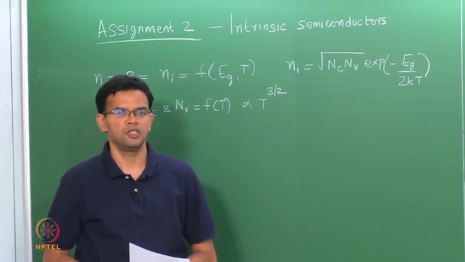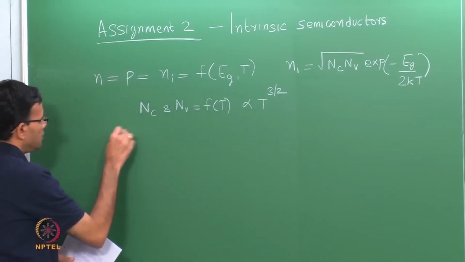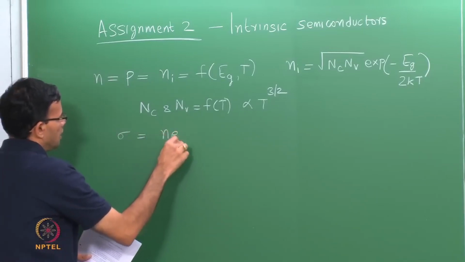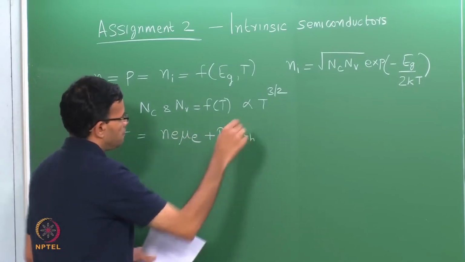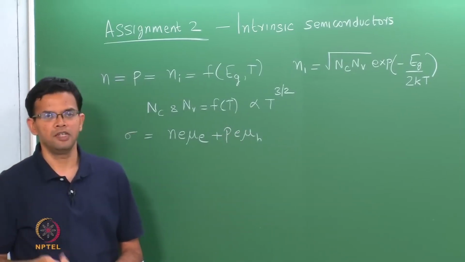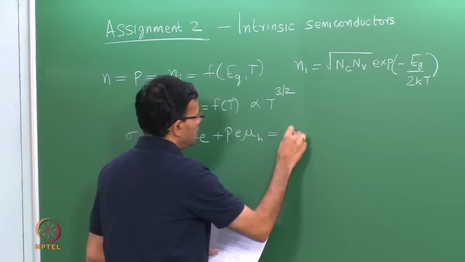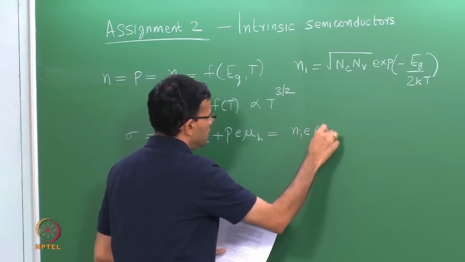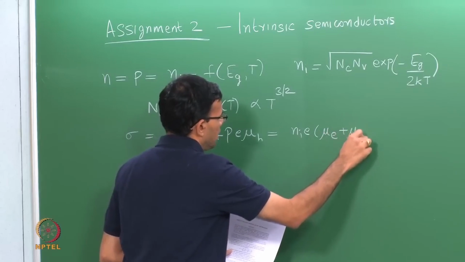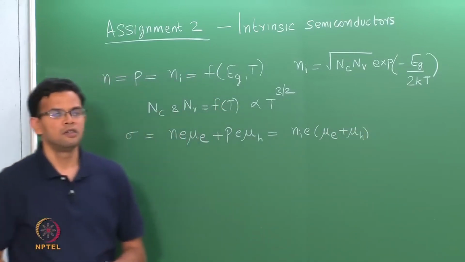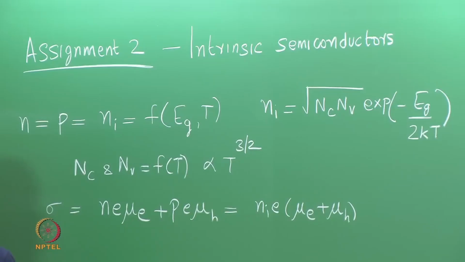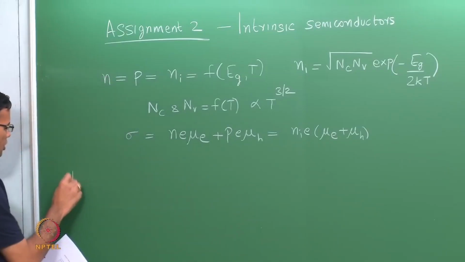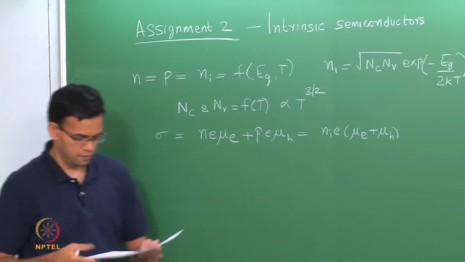We also saw the general equation for conductivity: sigma is nothing but N e mu E plus P e mu H. In the case of an intrinsic semiconductor, this just becomes Ni e (mu E plus mu H). So, these are just a few points about intrinsic semiconductors. We will be using them today during the course of the assignment. So, let us first look at problem 1.